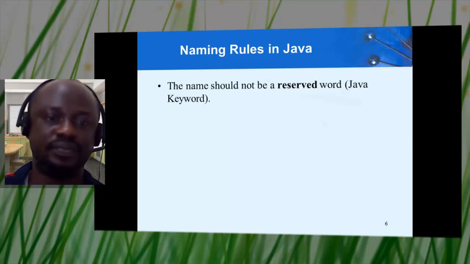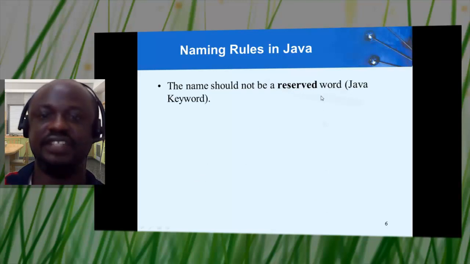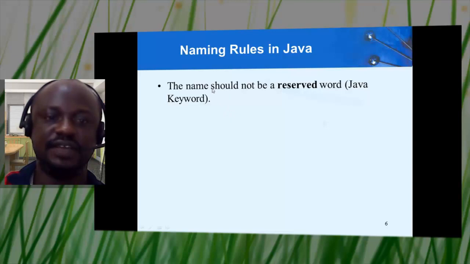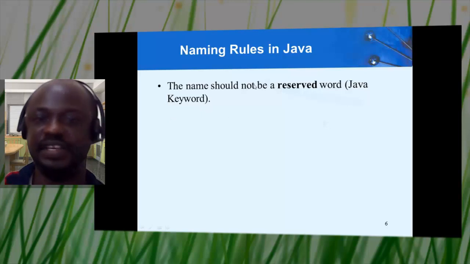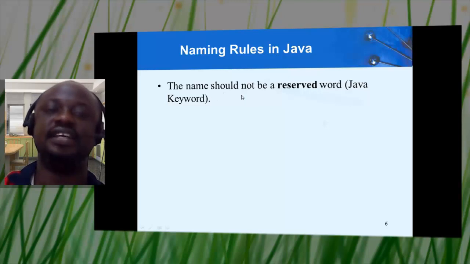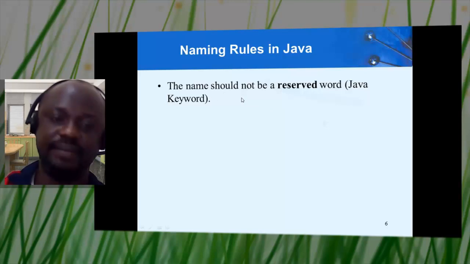Number 1, the name should not be a reserved word or Java keyword. For example, in Java programming, there's a Scanner. If you want to input something into the computer system, you need the Scanner class. You need to call the Scanner class. So Scanner is a reserved word, or a keyword, in Java, and therefore you cannot use it as your variable name.